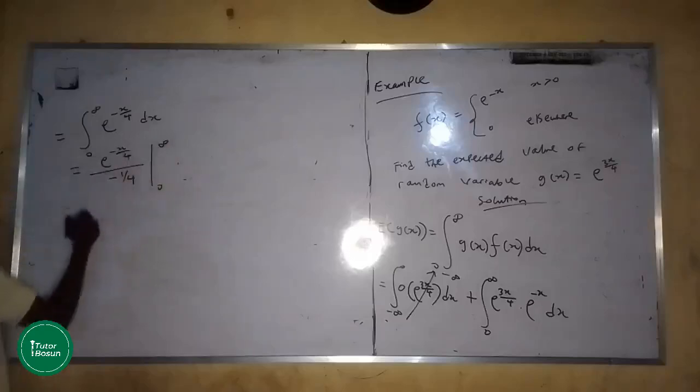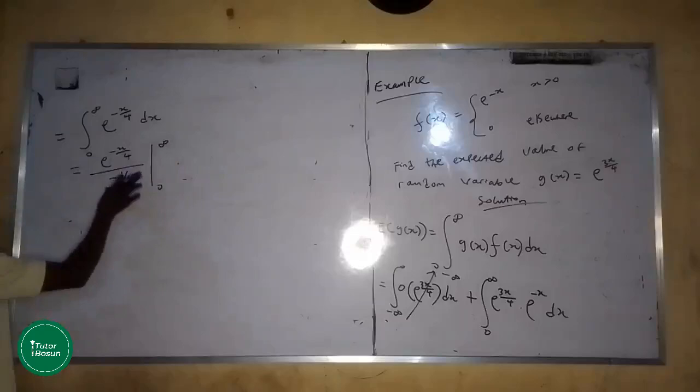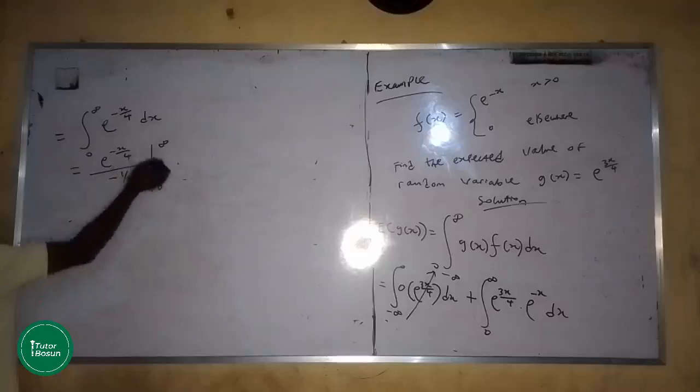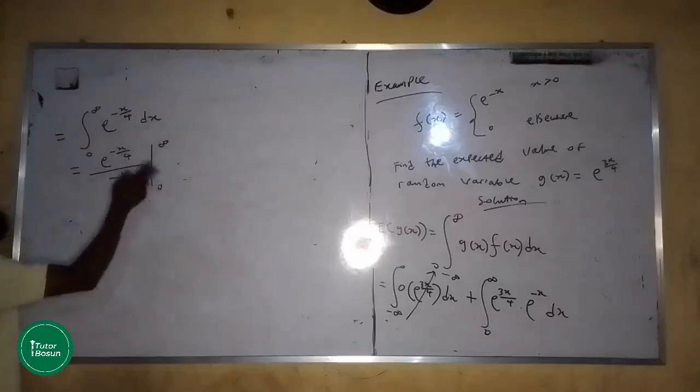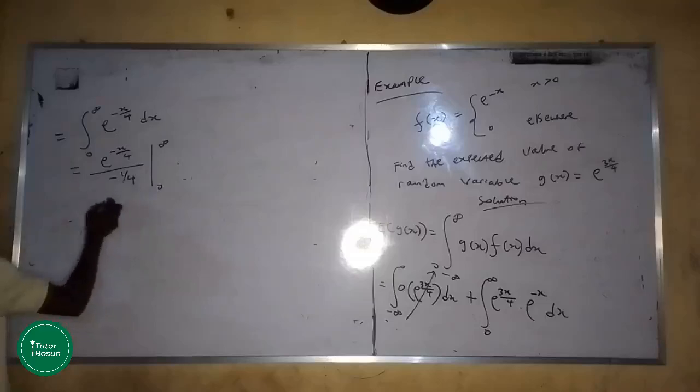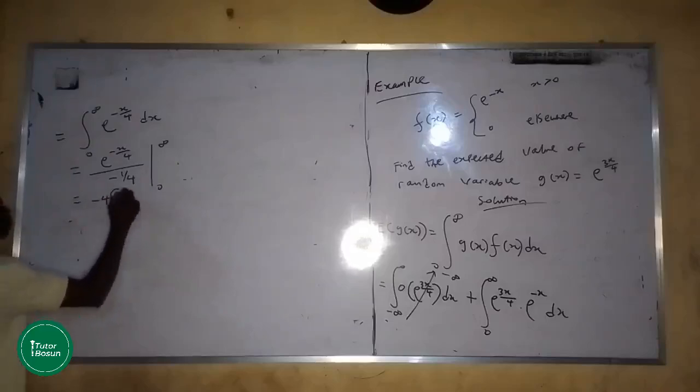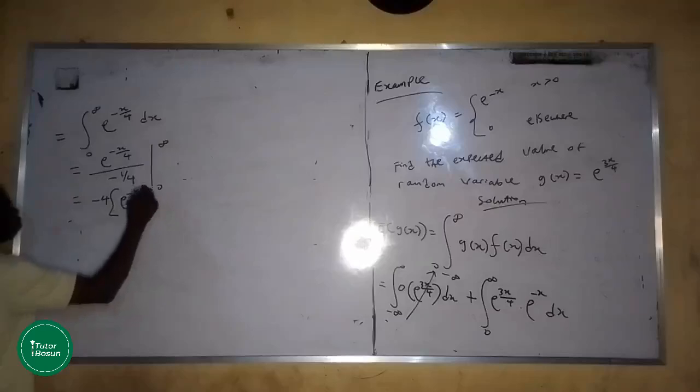But we can further simplify this. If you want to bring minus 1 over 4 up here, it becomes multiplication. Divided by minus 1 over 4 becomes times 4 over minus 1, and that's automatically minus 4. So this becomes minus 4 into exponential minus x over 4 from 0 to infinity.